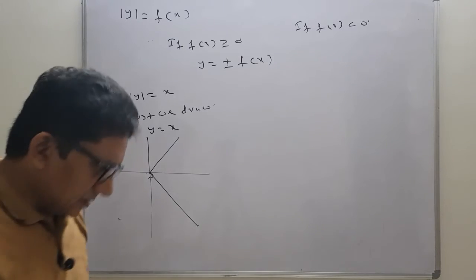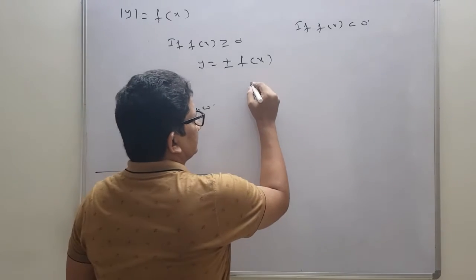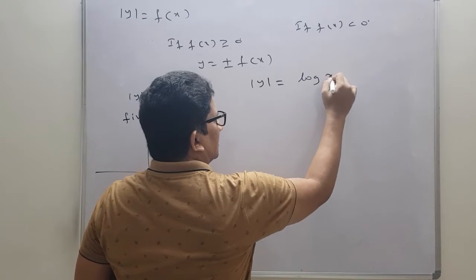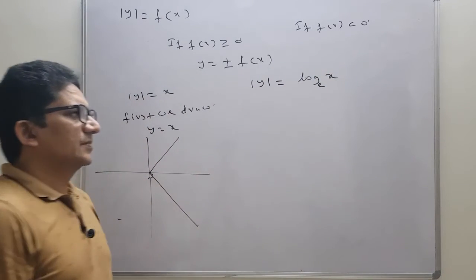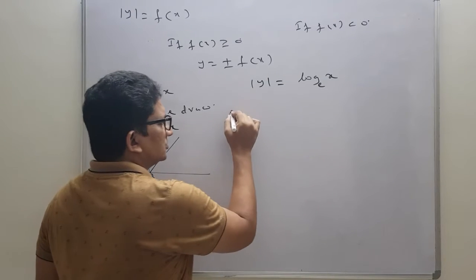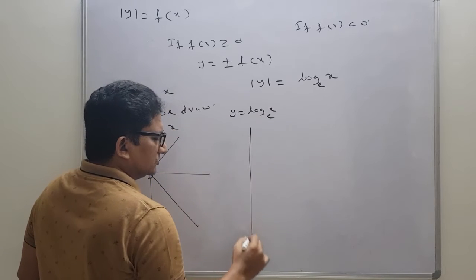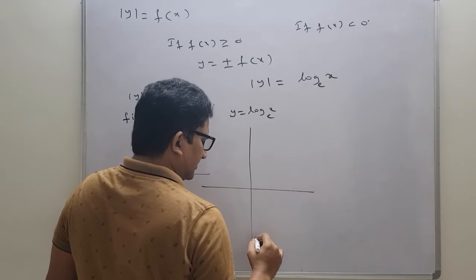We will explain one more example. See, modulus of y equals to logarithm of x to the base c. First I will draw the y equals to log x graph. We know that y equals to log x to the base c, the graph will appear like this.